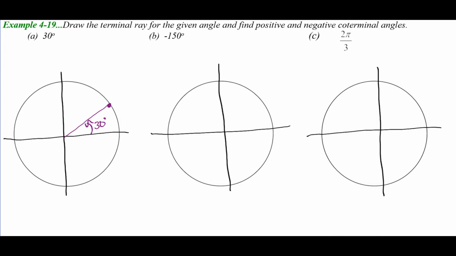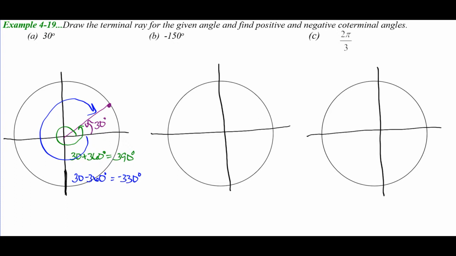And then I want to find a positive and a negative coterminal angle. So I'm going to start with my angle, which was 30 degrees. I'm going to add a whole circle, and I'm going to get 390 degrees. So if we went all the way around the complete circle one time and then continued another 30 degrees, we would get 390 degrees. If we go 30 minus 360 degrees, that's going to give us negative 330 degrees. So that would be starting here and going in that clockwise direction, and then around to my terminal ray. So 30 degrees, 390 degrees, and negative 330 degrees are all coterminal.